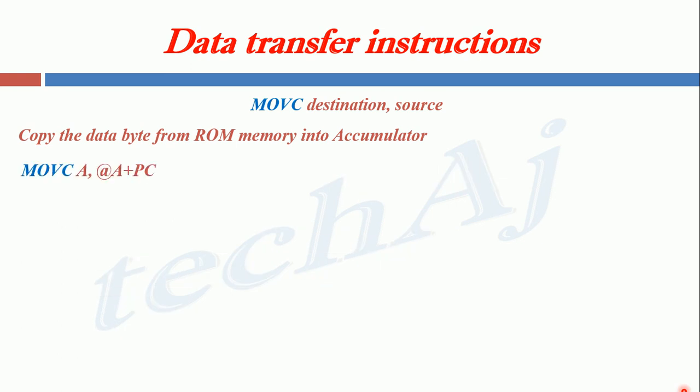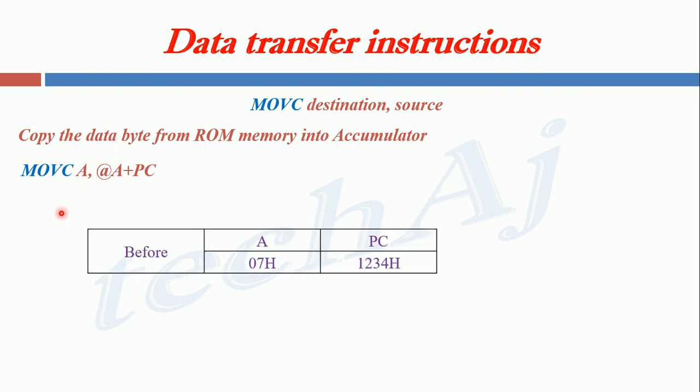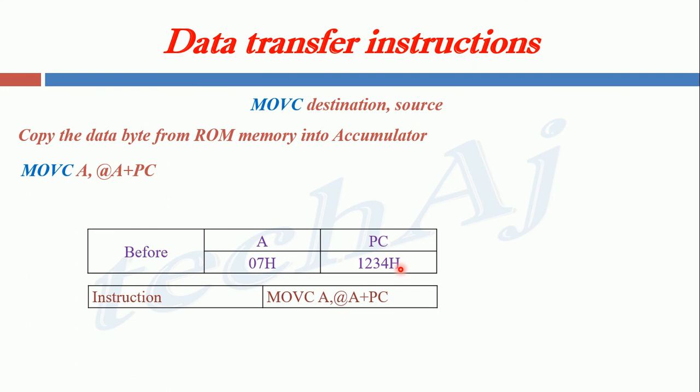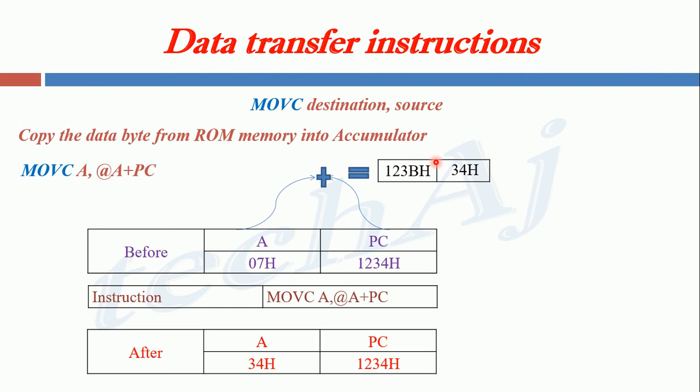Similarly, the second MOVC instruction uses the program counter instead of dptr. So it will work the same way as the previous instruction. A plus PC will form an address, and from that address the data is copied into the accumulator. For example, if the accumulator has 07h and the program counter has the value 1234h, whenever we execute this instruction, the values from accumulator and program counter are added, and whatever value we get from that address location is copied into the accumulator. So this is about the MOVC instruction.